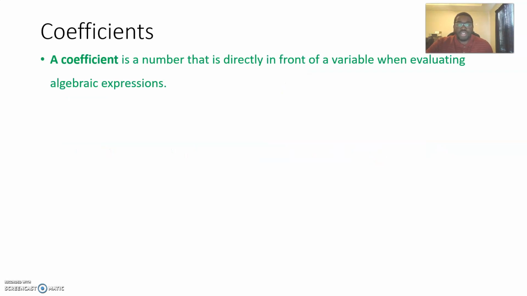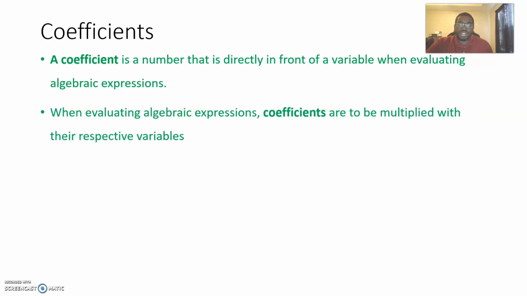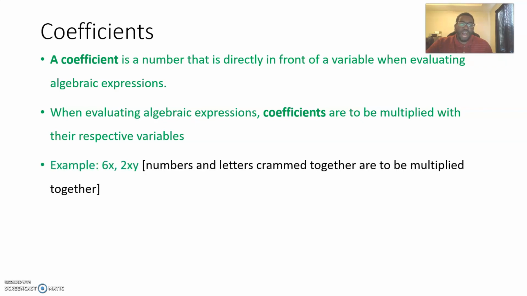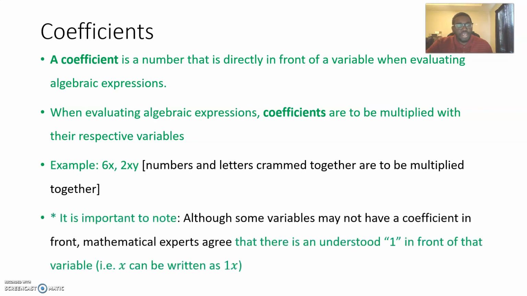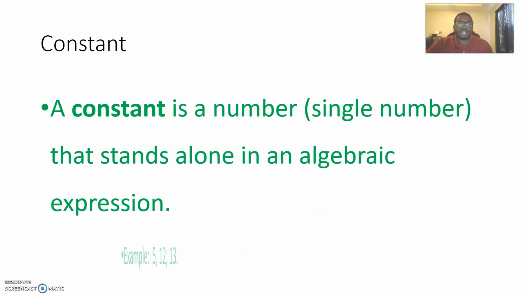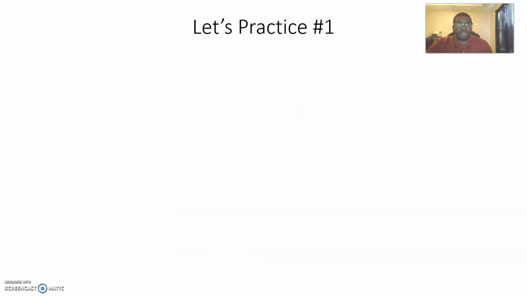Coefficients. A coefficient is a number that is directly in front of a variable. When evaluating algebraic expressions, coefficients are meant to be multiplied with their respective variables. 6x and 2xy, these are examples of coefficients, the 6 and the 2, but more importantly, the numbers and letters cramped together are meant to be multiplied in this situation. It is important to note also that there is an understood 1 in front of the variable, which means x can be written as 1x. Constant is a number that stands alone in an algebraic expression such as 5, 12, and 13.